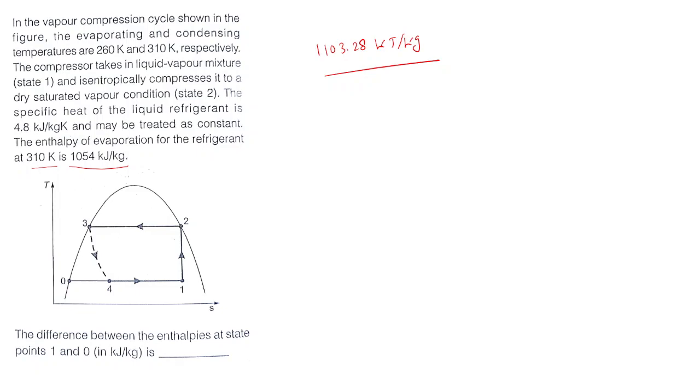Only you have done it, any other person? Not getting. Okay. So what is this value? H2 minus H3. H2 minus H3 is 1054. So this is 1, 2, 3 and 4. H4 is equal to H3. So here, calculating COP, H2 minus H1 is 170.